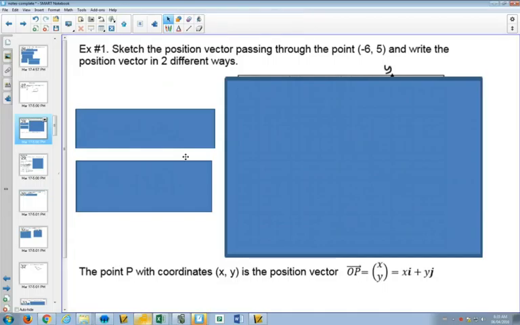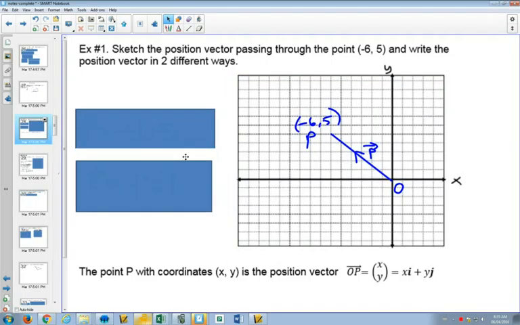So what we're going to do here is we're going to sketch the position vector passing through the point -6, 5 and write it in two different ways. So as far as the picture, we go to that point, -6, 5, and all we do is draw a vector going to that point.